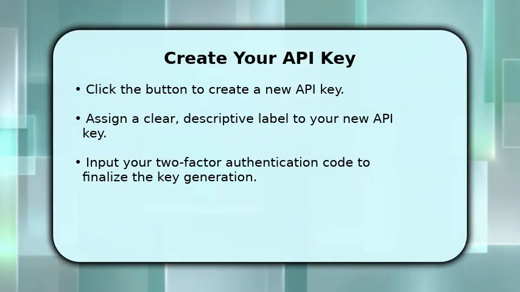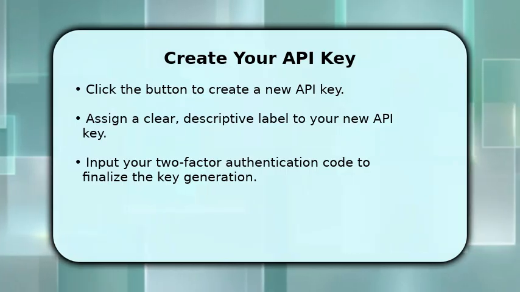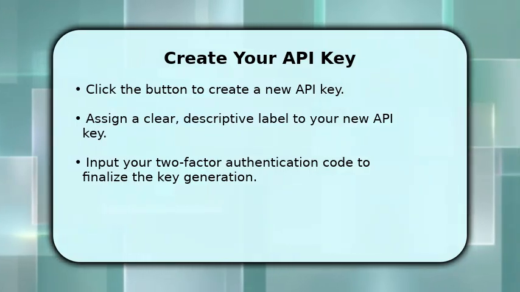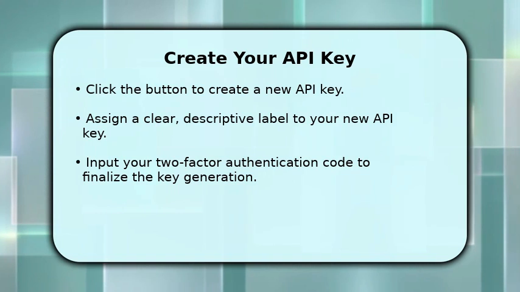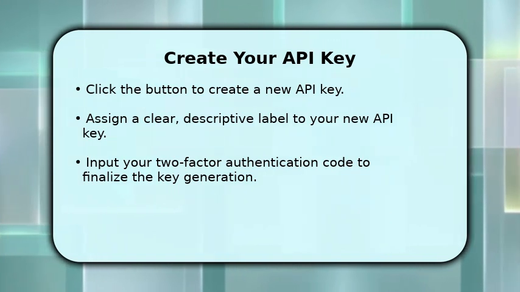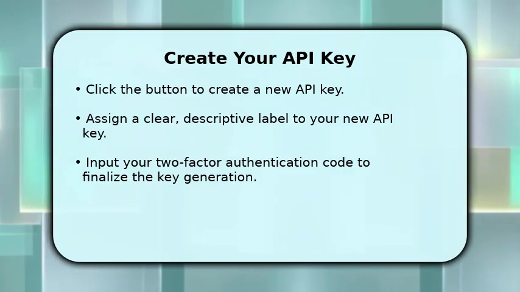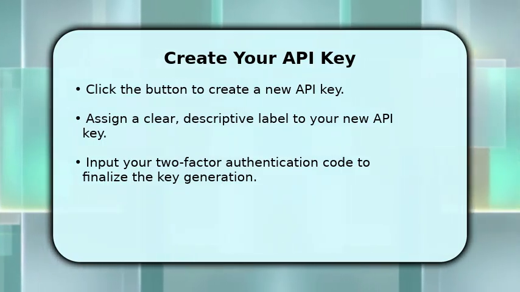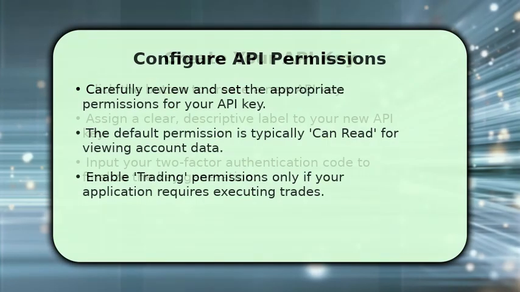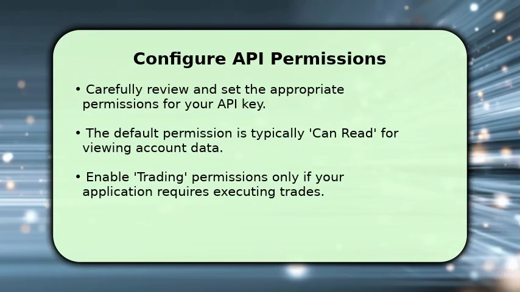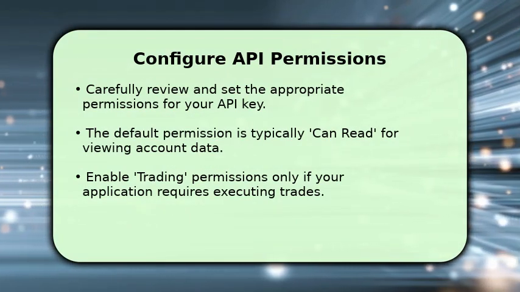After labeling, you must enter your two-factor authentication code to confirm the creation. Once generated, both your API key and its corresponding secret key will be displayed. It is critical to copy and securely store the secret key at this moment, as it will not be visible again. After generating your API key, the next vital step is to configure its permissions.